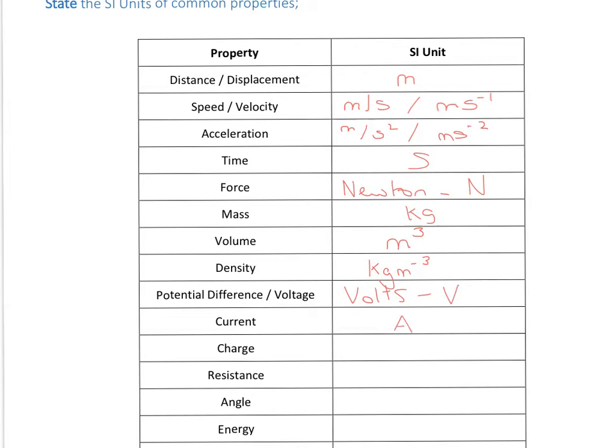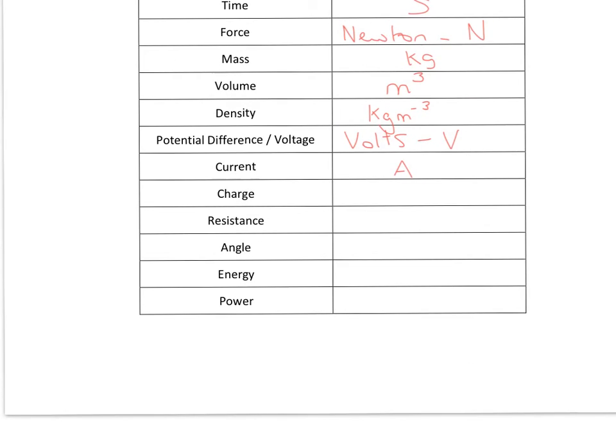Current we've already come across. We've got A, so we can see we're now into our electricity topic. Charge is measured in coulombs, named after a famous scientist who actually did stuff in all sorts of disciplines, given the symbol C. Resistance is in ohms, after the German physicist, which is given the symbol omega, as a capital omega.